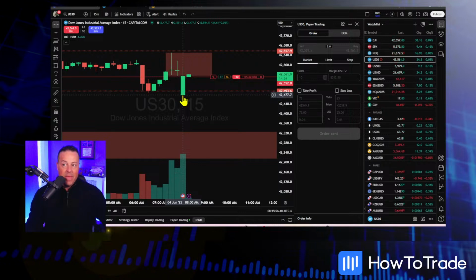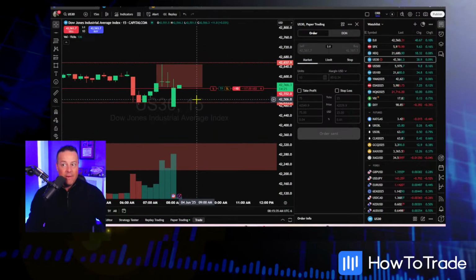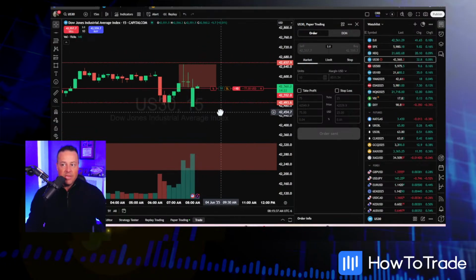Now, the problem that I have with this is we opened way down here for some reason. Something was major league disjointed. So I don't really know what's happening right now. We're rotating back up into the orb. Probably wouldn't have taken this one, but it's still a legitimate orb trade.